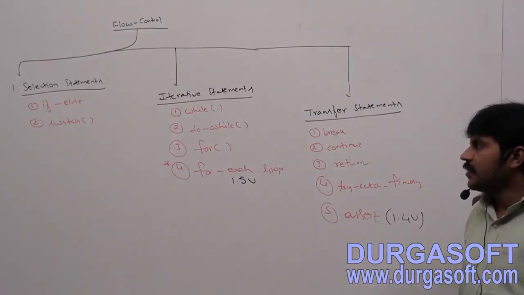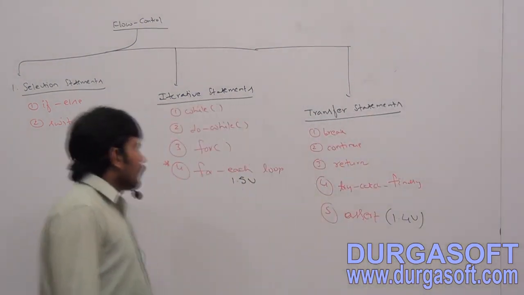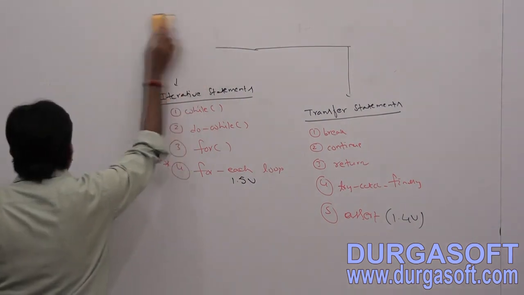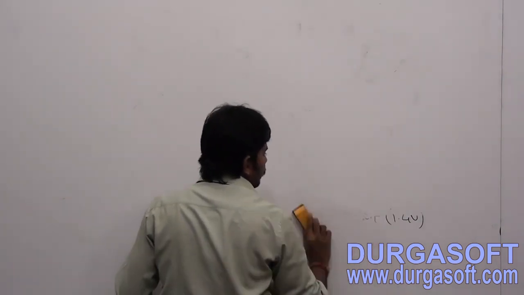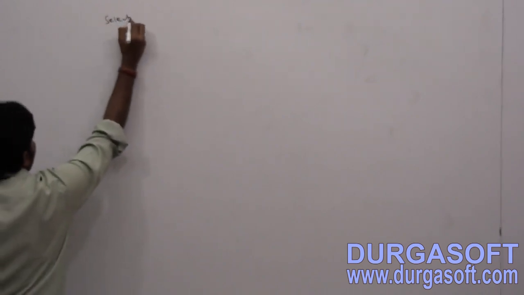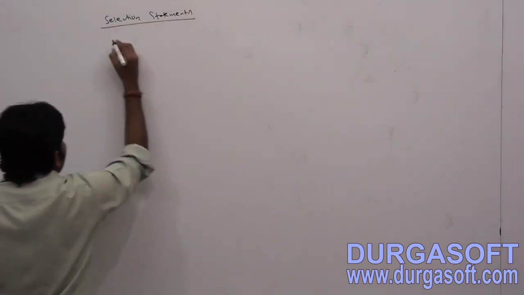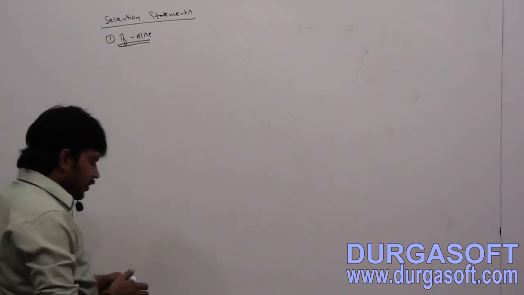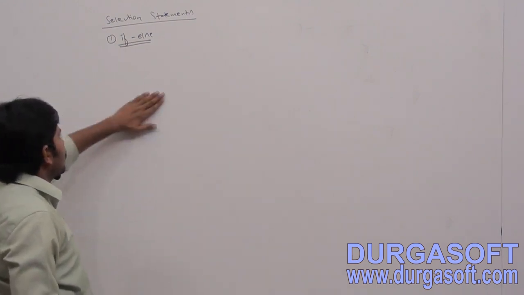Now keep the subheading selection statements. Selection statements, under that if else. Keep the subheading selection statements, if else. Selection statements: if else. Okay. Now there are just two conclusions related to the if else.